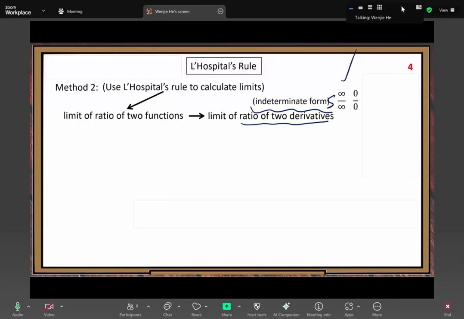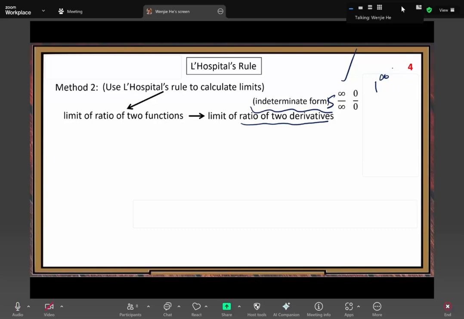0 over 0 is another commonly seen indeterminate form. And there are several other forms. For example, 1 to the infinity. Your base function goes to 1, and your exponent function goes to infinity.